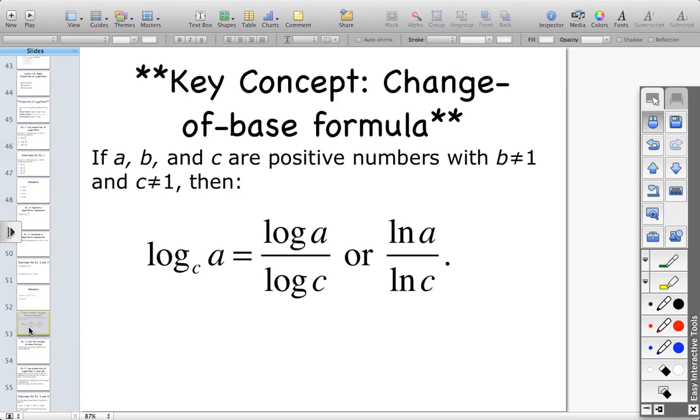Moving on. Now, talking about the change of base formula. Most of you want to use your graphing calculator to solve these logarithmic functions. I mentioned it briefly in the 4.4 lesson, how to do that.